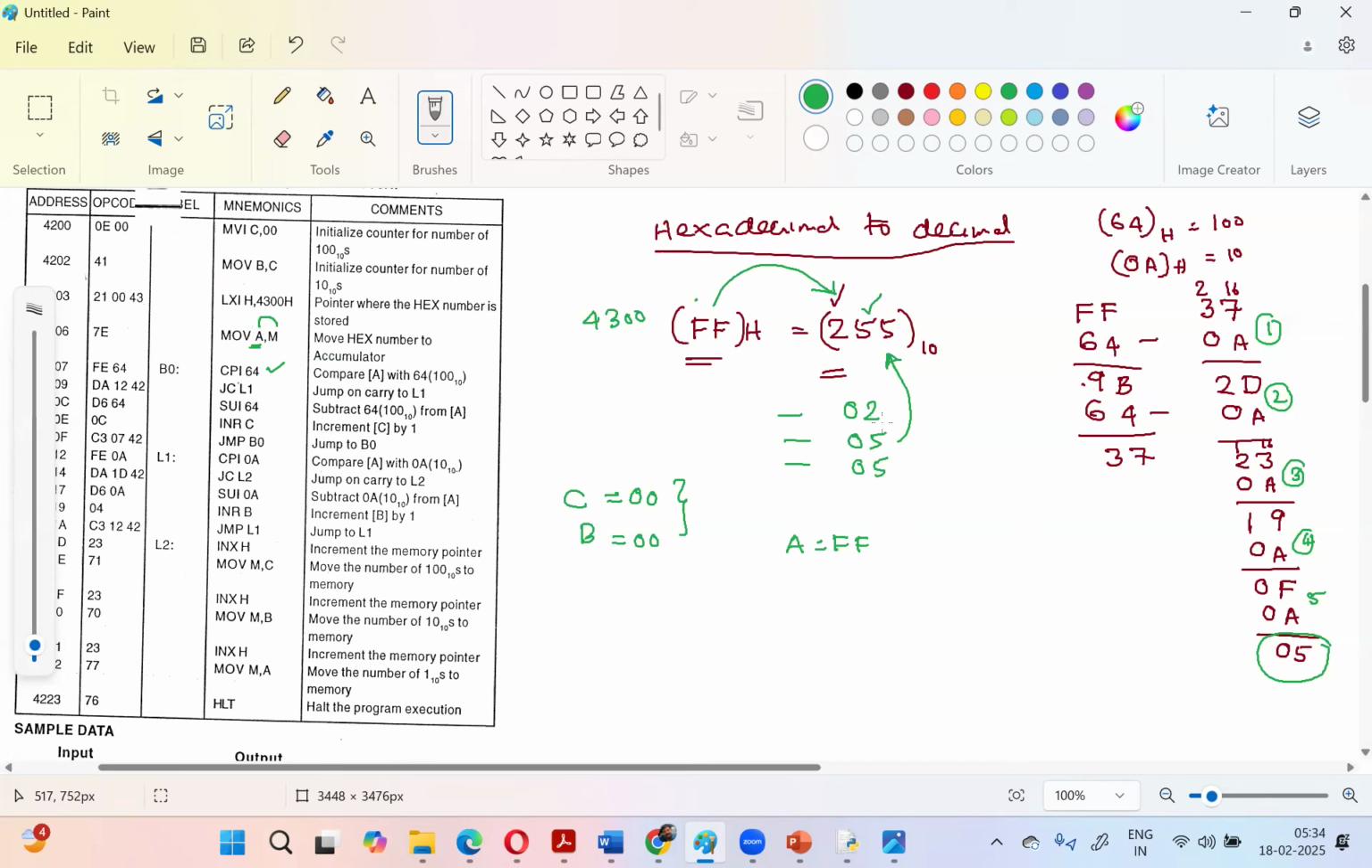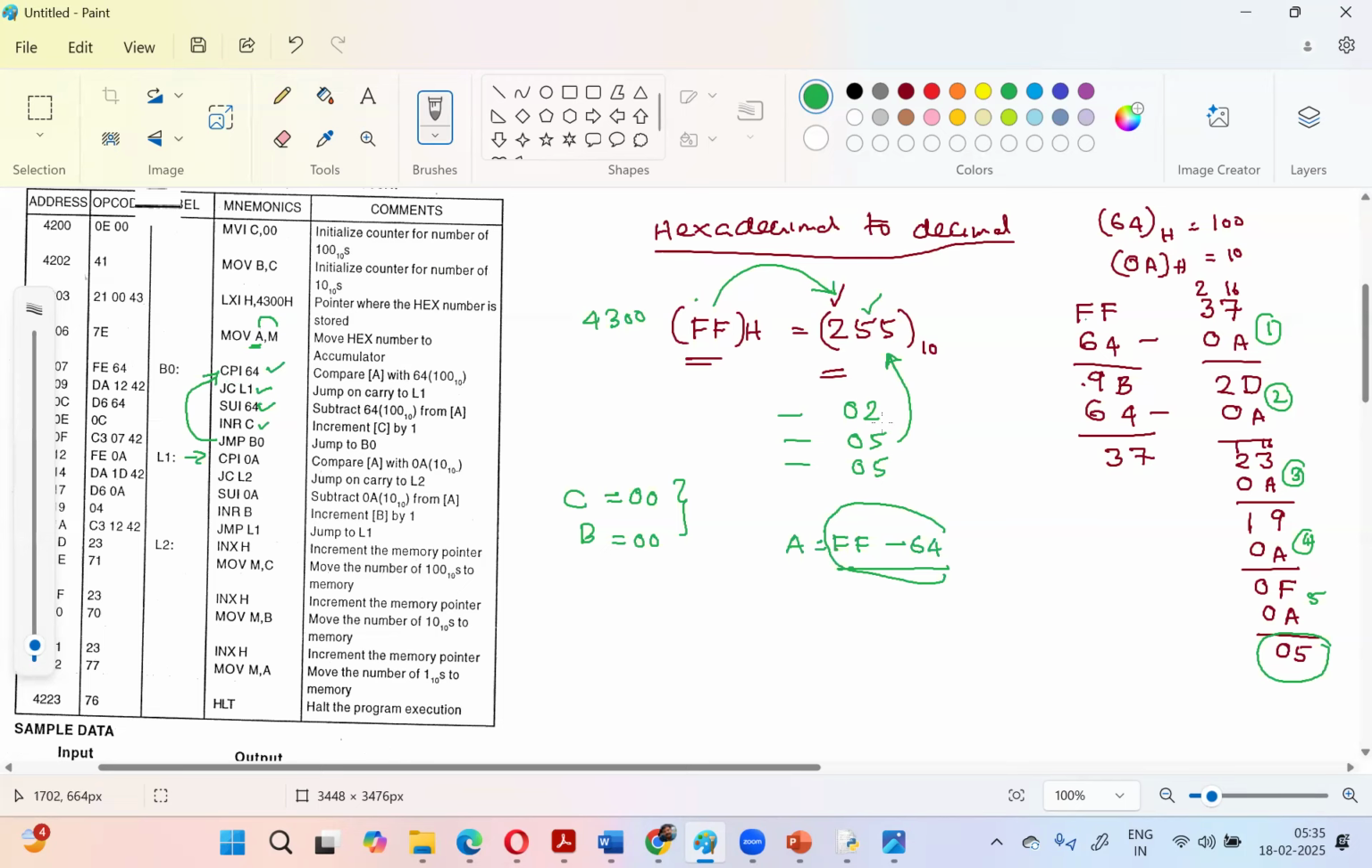If there is a carry, it is not greater than 64, so there are no hundreds digits, and you go for the tens digit. Otherwise, there is no carry. FF minus 64 won't form a carry. Compare immediate just subtracts and changes the flag register. So here there is no carry, then it will subtract 64. Then increment C. Then once again jump to this location, and once again we compare.